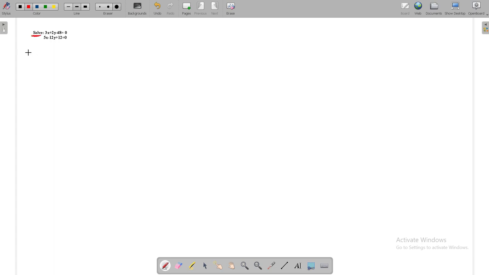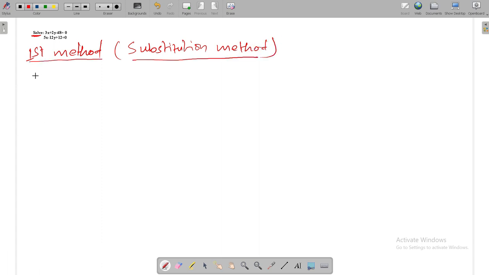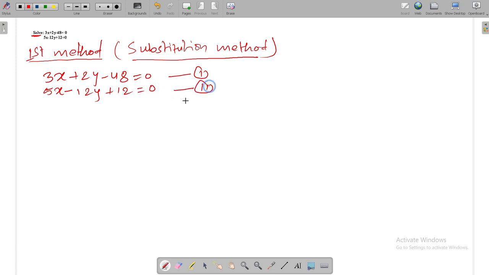Now we are going to start with the first method. It is called the substitution method. Here we have two equations: 3x plus 2y minus 48 is equal to 0. Say this is equation first. And 5x minus 12y plus 12 is equal to 0. This is equation second.